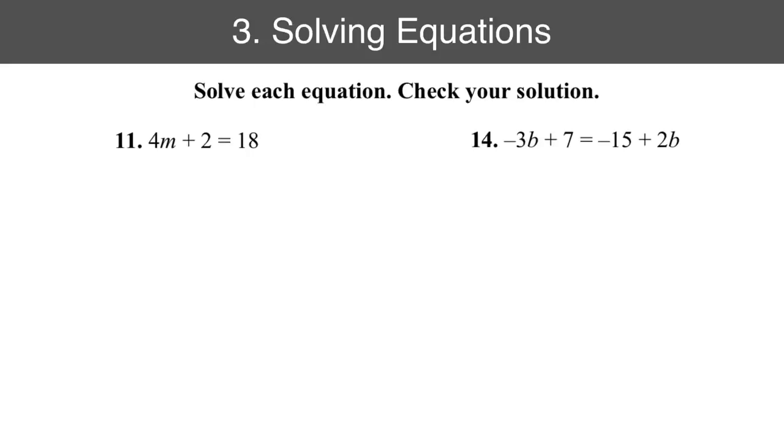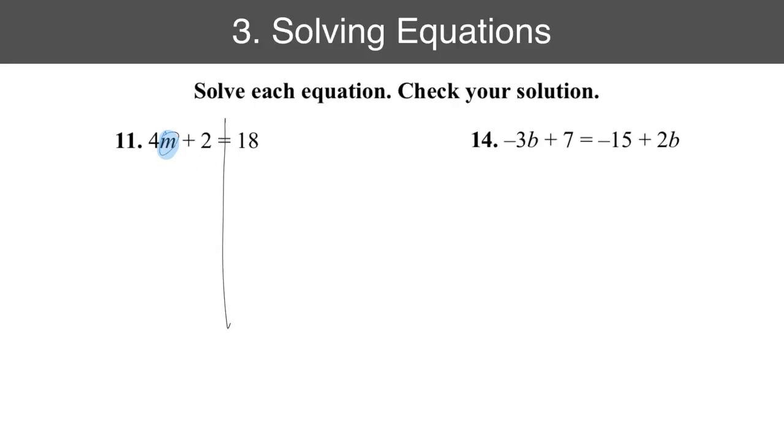Now, if it helps you, remember you can draw a straight line down the equal sign, treat it like a brick wall. And so what we're going to do is we're trying to solve for m. So we're trying to get the m by itself. So the 4 and the 2 both have to move. So which one goes first?